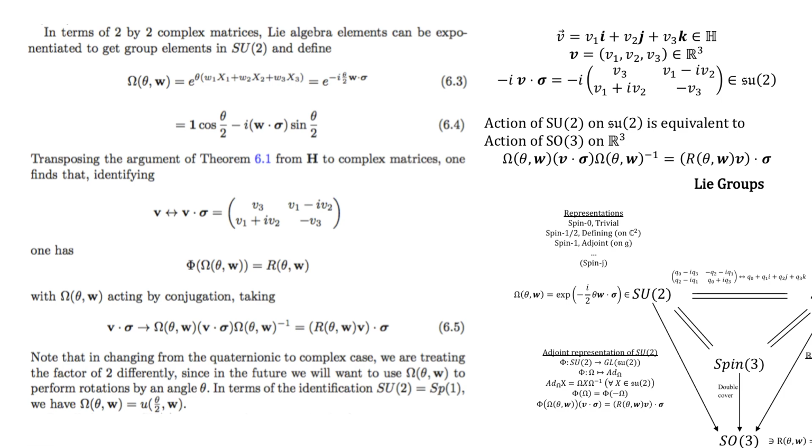Actually, this comes as no surprise because previously we have established that SP1 is isomorphic to SU2. And hence it makes sense that the properties of the Lie group SP1, i.e. the adjoint representation and the double cover, will be the same as that of Lie group SU2. We may therefore fill in our diagram with the adjoint representation of SU2 corresponding to the defining representation of SO3.